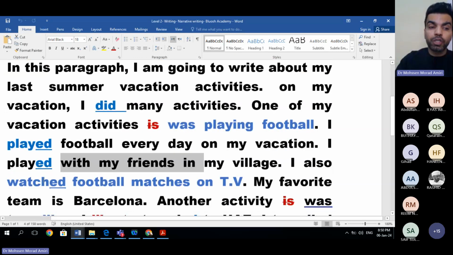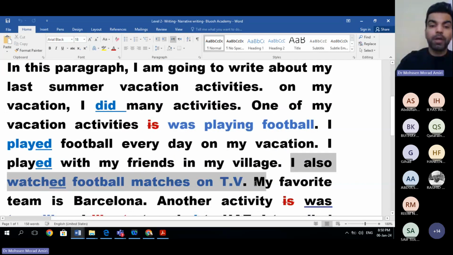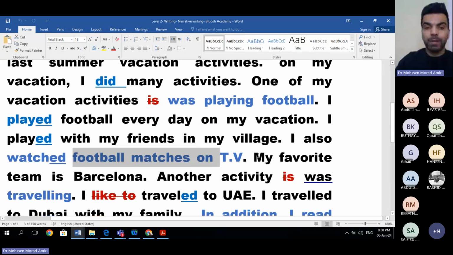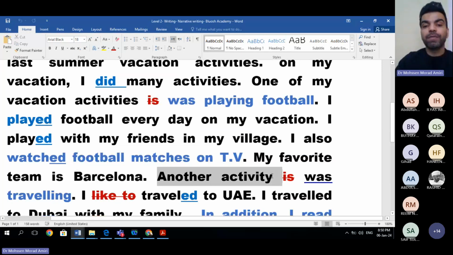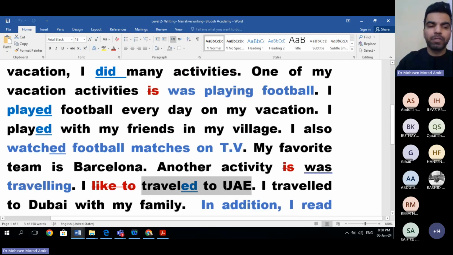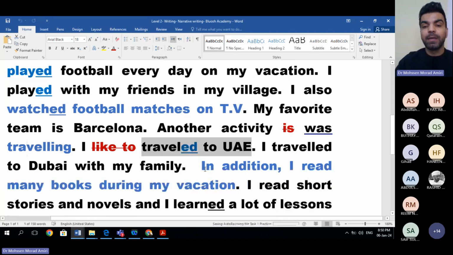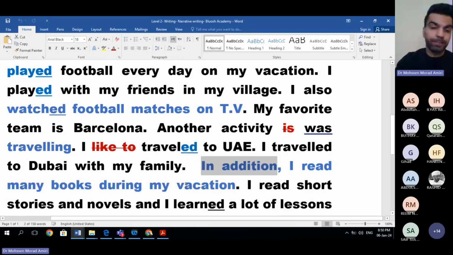I also watched, this is the second one. I also, you can use also in addition. I also watched football matches on TV. See, football matches on TV. This is the second activity. My favorite team is Barcelona, for example. Another activity was traveling. I traveled to the UAE, for example. I traveled to Dubai with my family. In addition, I read many books during my vacation.